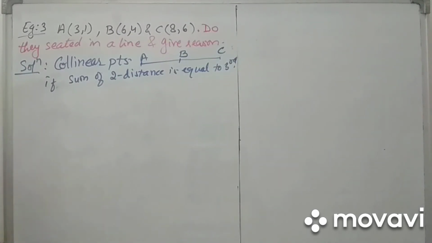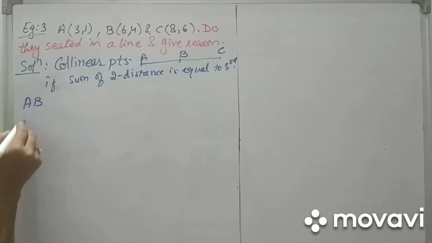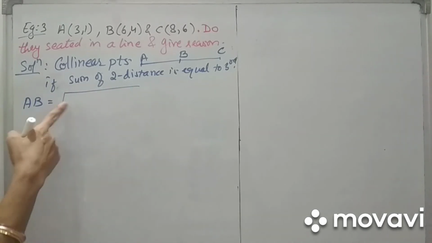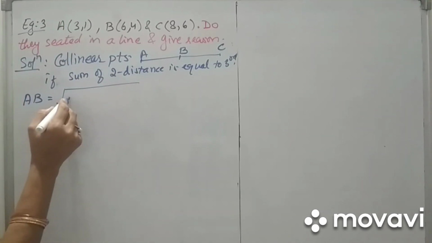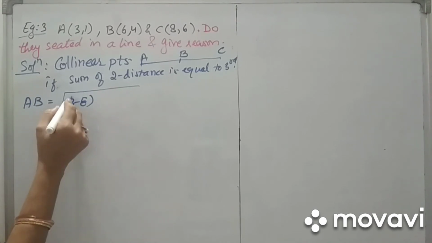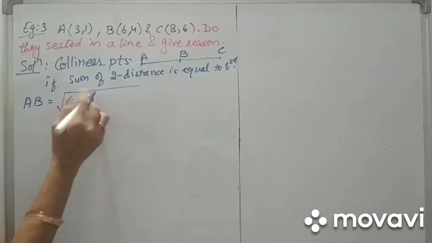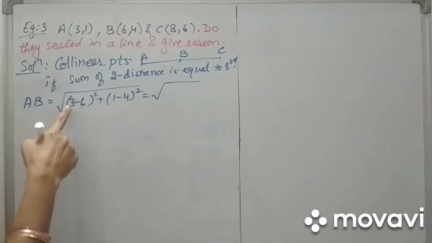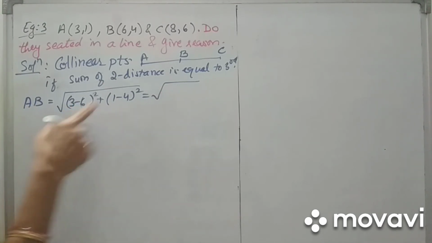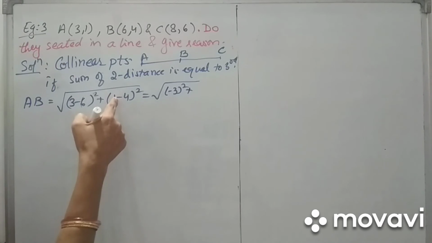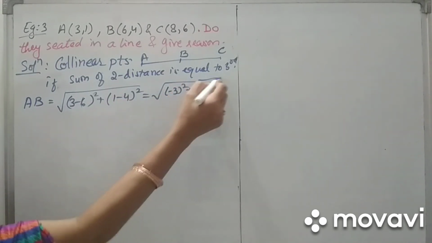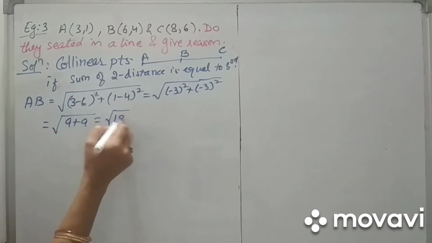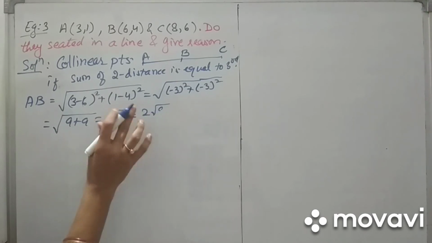Okay, let us find it out now. AB, BC and AC, and just see what we are getting. AB, same distance formula we will use. 3 minus 6 and its square plus 1 minus 4 and its square. What we are getting is 3 minus 6, greater number is negative, so minus 3 square, plus here also minus 3 square. So 9 plus 9 is equal to root 18, is equal to 3 root 2.